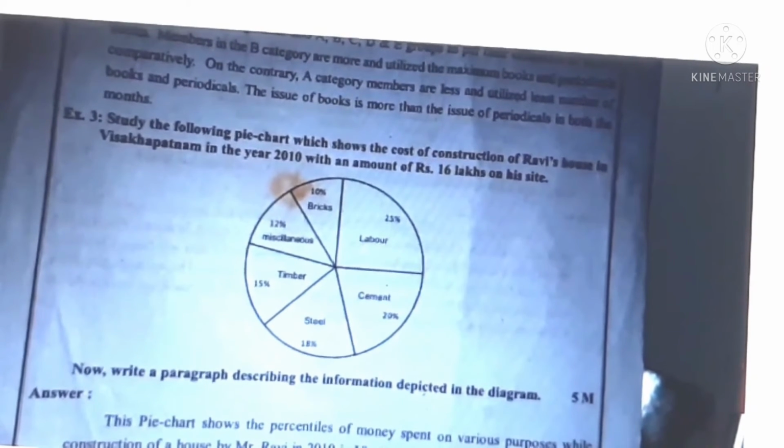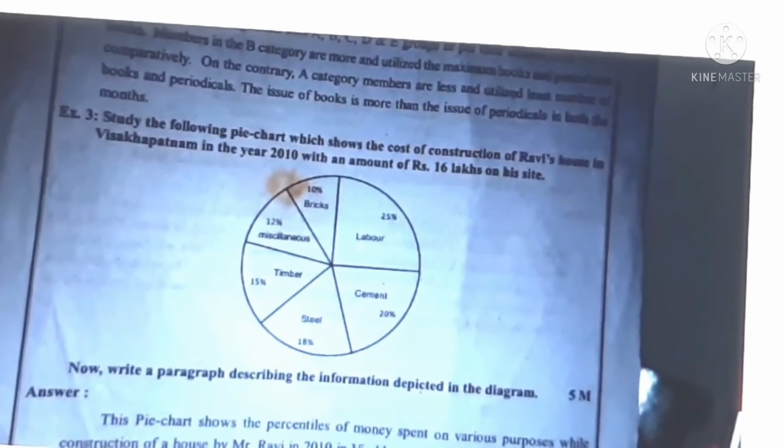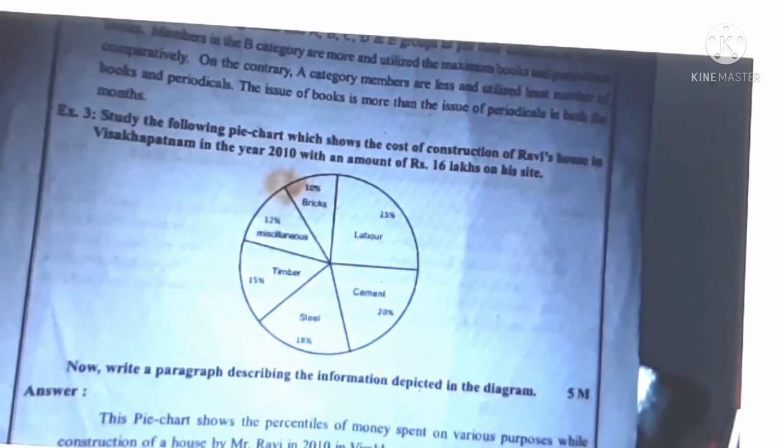Tomorrow I will tell how to write about bar diagram. Okay. Today it is enough. There will be another question. Try to write it.